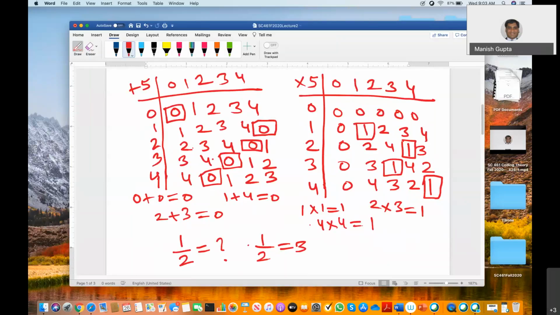Yes, Kishan, can you answer? N is equal to 3. Sorry, n is equal to 6. Will there be a field? N is equal to 6.